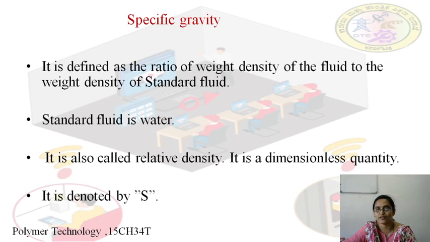It's also called relative density. Since the density of one fluid is compared to the density of water, it is called relative density. And since it is a comparison, it is a ratio. It is a dimensionless quantity. It is denoted by S.